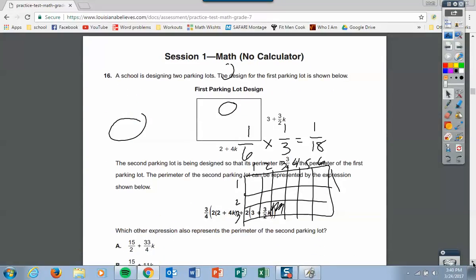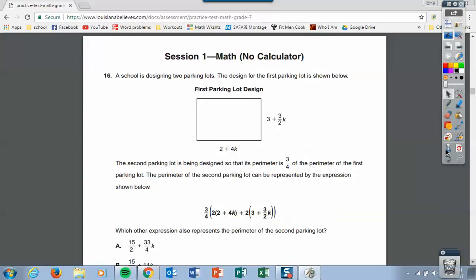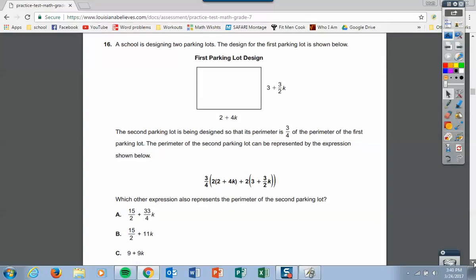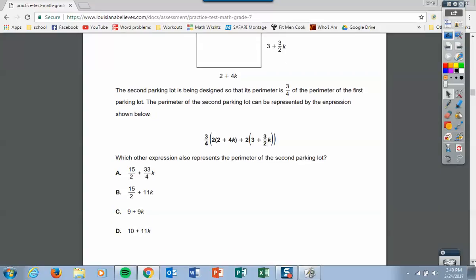The school designed 2 parking lots. The design for the first parking lot is shown below. The second parking lot is being designed so its perimeter is 3/4 the perimeter of the first parking lot. The perimeter of the second parking lot can be represented by the expression of that. Which other one represents the expression of the perimeter? Well, first off, they're just trying to trick you with all these fractions, numbers, and variables. So let's take them out of the equation so I don't have to worry about it.